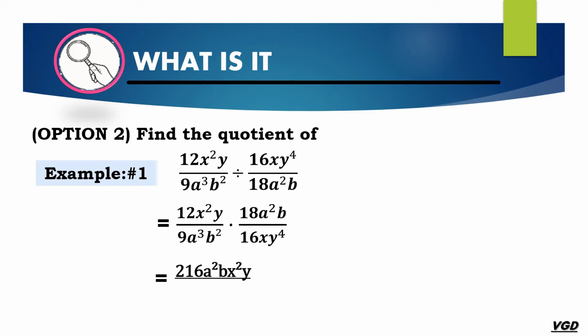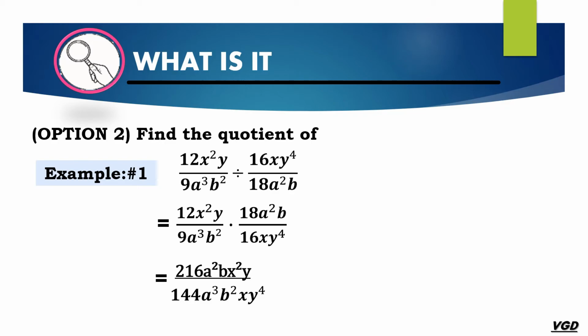Now for the denominator, 9a cubed b squared times 16xy to the power of 4, multiply the numerical coefficients. So 9 times 16 is equal to 144, and there is no exponent with the same base, so just copy the variables, the literal coefficients, which are a cubed b squared and xy to the power of 4. So we got here 216a squared b x squared y over 144a cubed b squared xy to the power of 4.